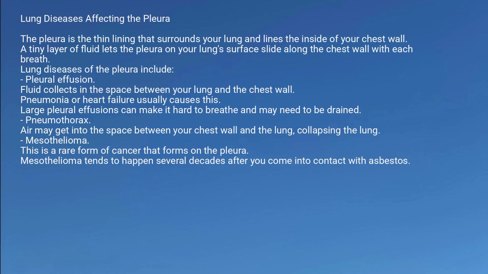Pneumothorax. Air may get into the space between your chest wall and the lung, collapsing the lung. Mesothelioma. This is a rare form of cancer that forms on the pleura. Mesothelioma tends to happen several decades after you come into contact with asbestos.